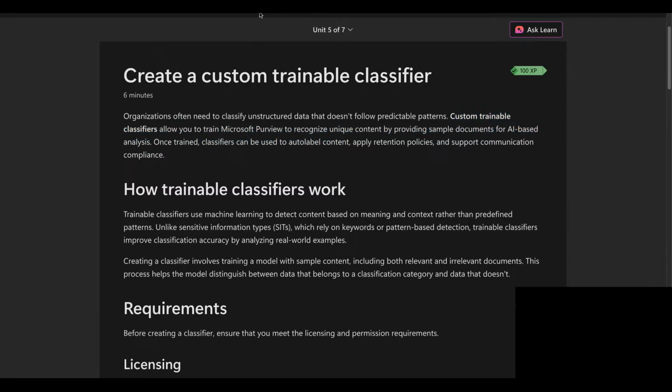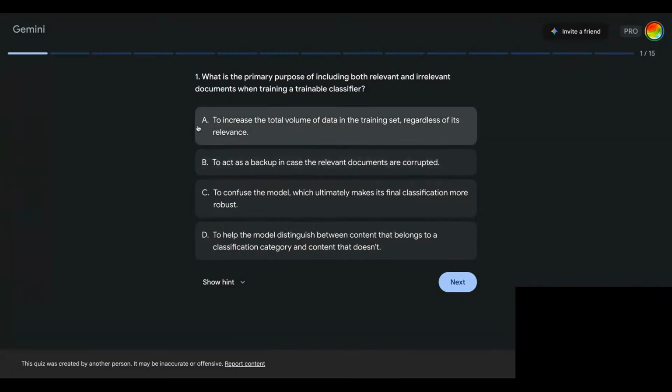Okay, let's go back. Let's go to this question here. Okay, let's start on this one. What is the primary purpose of including both relevant and irrelevant documents when training a trainable classifier? So this is something that I was just talking about. You should know the answer for this one. You can type your answer in the chat if you think you know it.